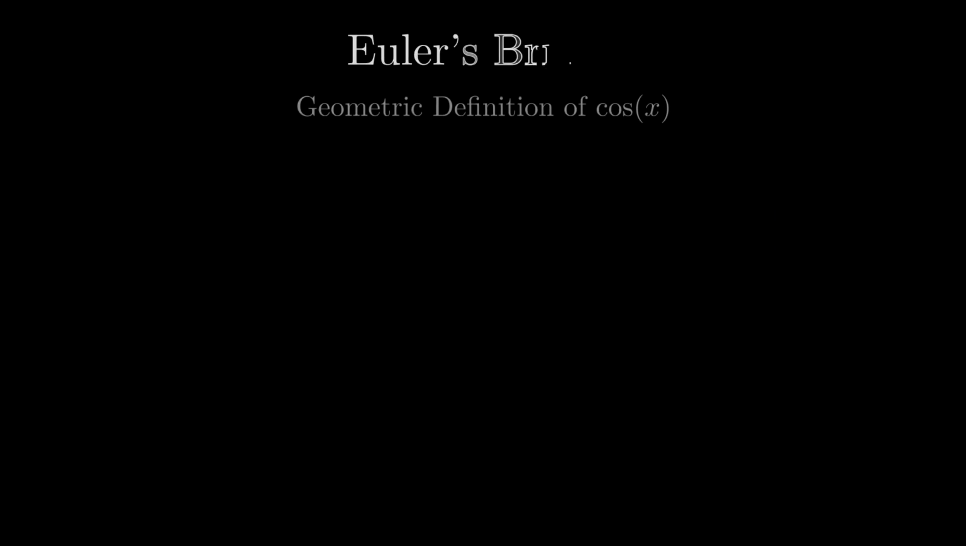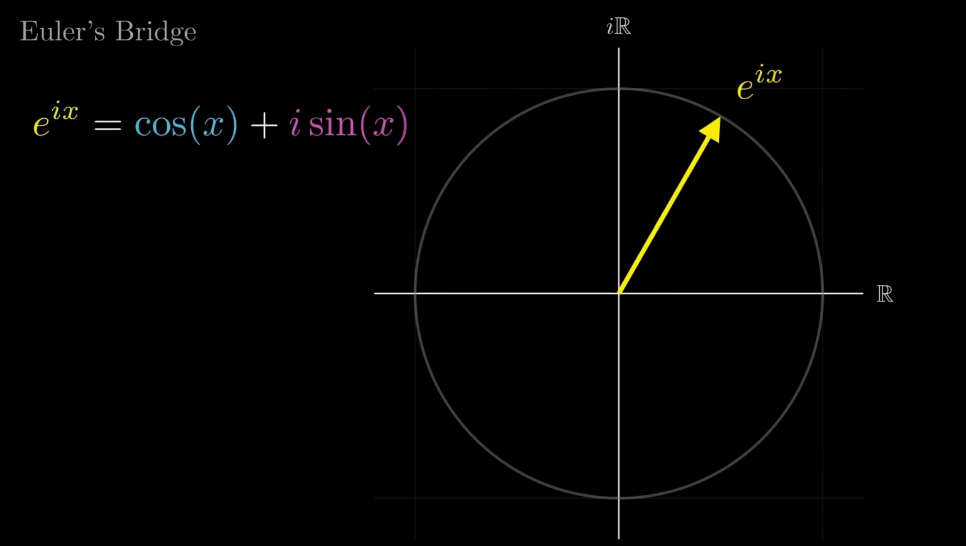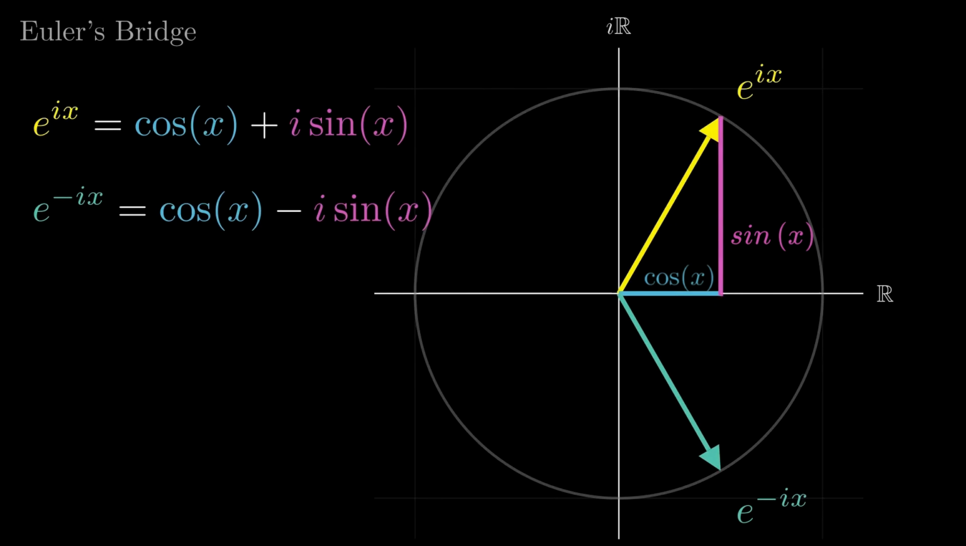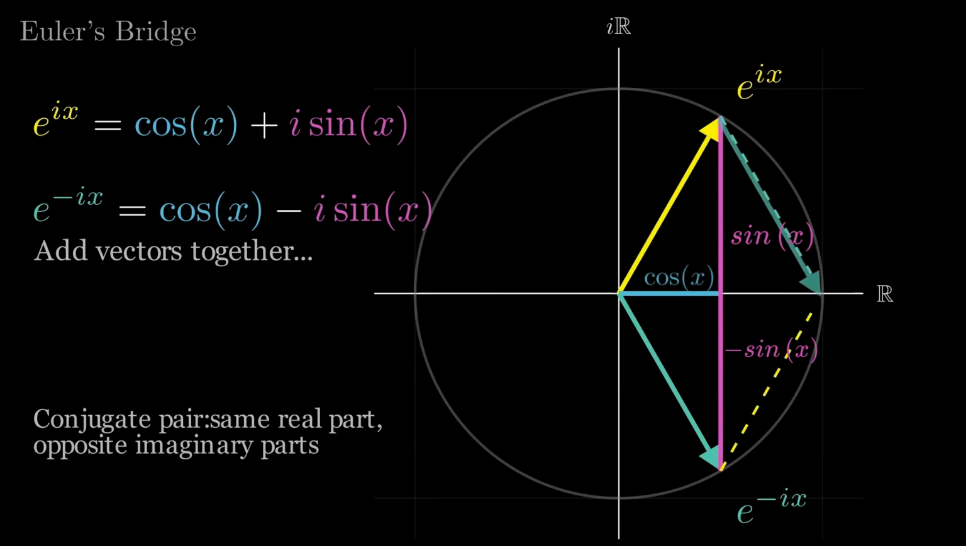Euler gives us the bridge here. On the complex plane, pick an angle x on the unit circle. The point at that angle is e to the ix. Its horizontal component is cosine of x, and its vertical component is sine of x. Reflect it across the real axis and you get the conjugate e to the minus ix. Same cosine, opposite sign. So e to the ix equals cosine of x plus i sine of x. e to the minus ix equals cosine of x minus i sine of x.